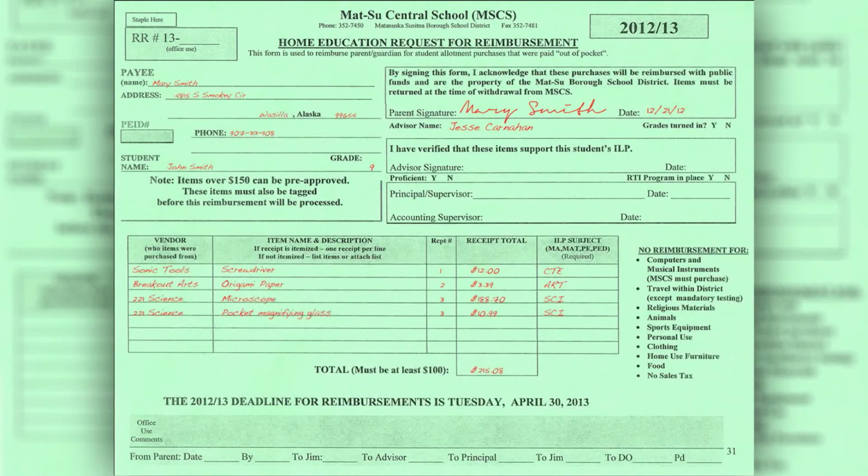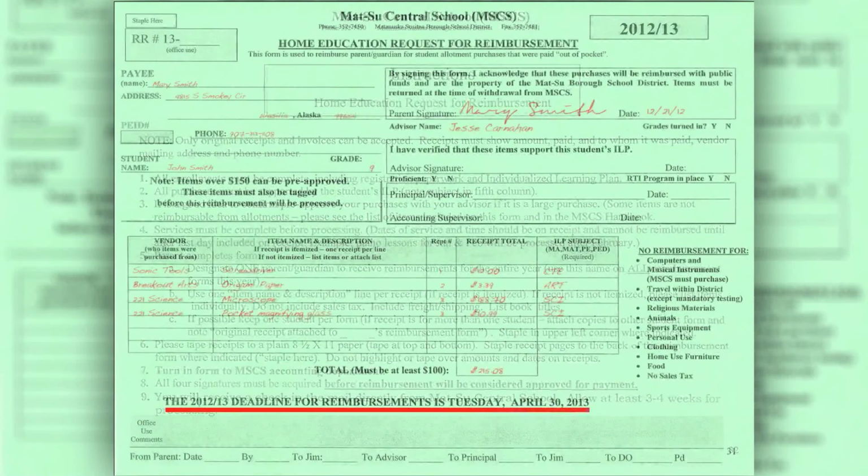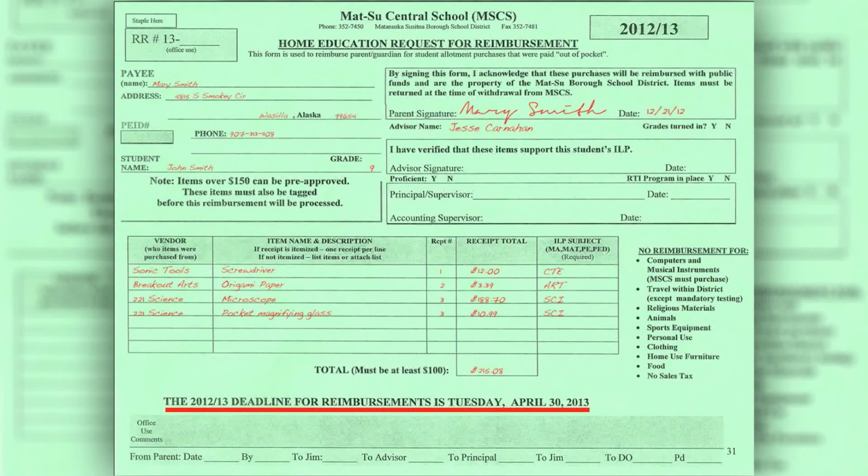If you get stuck at any point while filling out your reimbursement form, you can refer to its back page, which lists much of the information we have just gone over. To finish up, we have a few final notes for you. The 2012-2013 deadline for reimbursements is Tuesday, April 30th, 2013. This means that you will not receive reimbursement for any sheets turned in after this date.